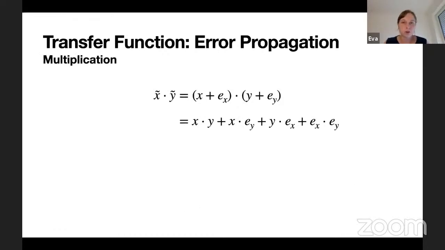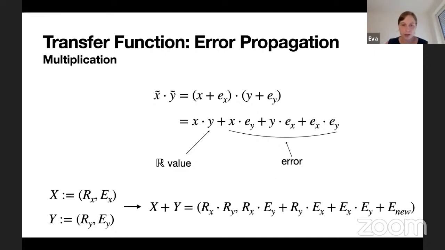Okay, so that was addition. Multiplication is a little bit more complex. We'll do the same trick. We'll take the floating point version or finite precision version of x and y as the real value plus some error. If we multiply this out, we will again get the first part, that's our real ideal value, and then the second part, that's the error. And from this, we can then again derive our transfer function, where we will do multiplication on the range intervals. And then we will do the error propagation.